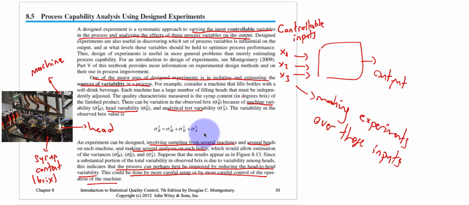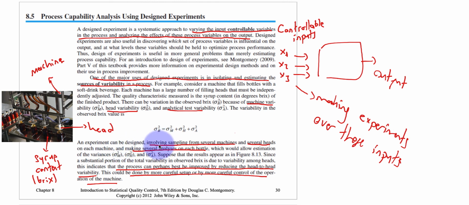So if we find a significant variability over this, machine, head or analytical test, we can focus on that and we can reduce the variability. So we can reduce the variability in the Brix, in the syrup content for this example. Okay.